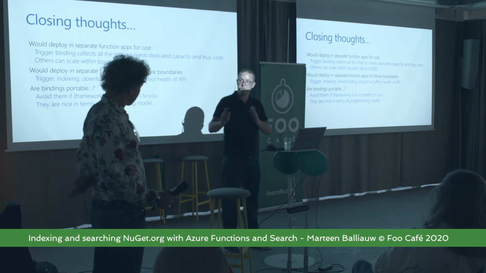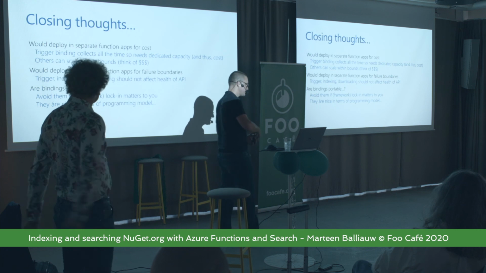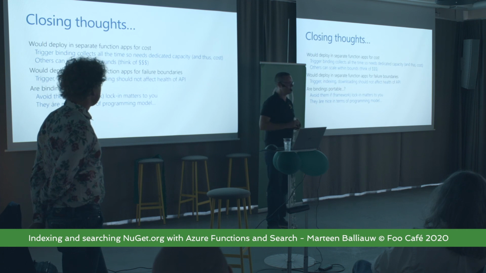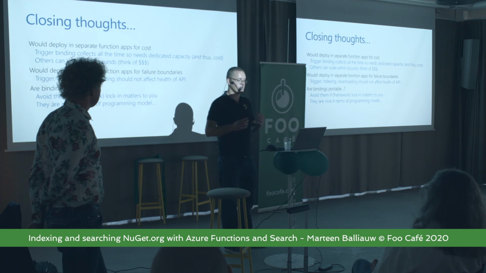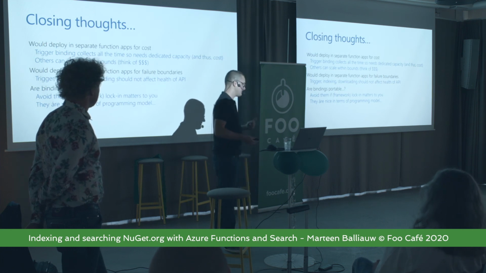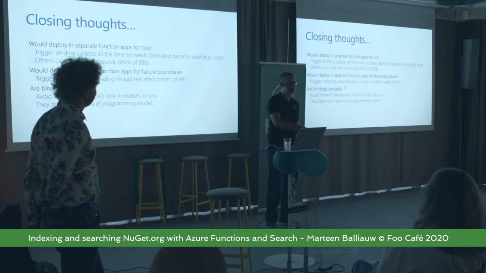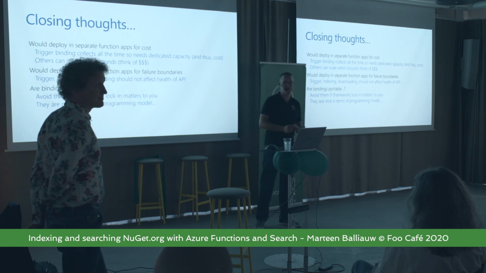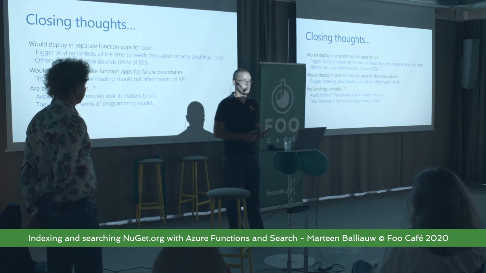Some closing thoughts, and then I promise I will leave the stage. I just created a couple of functions all in one project, all running in the same namespace. What I would probably do if this goes to production is put every single task of my functions in a separate function app. Why? Because first of all, I don't want the fact that my indexer is going berserk to influence my search API, which is the thing that the end users are using. So I would want the HTTP APIs in a separate Azure Function app so that those things are not broken when something else breaks down.